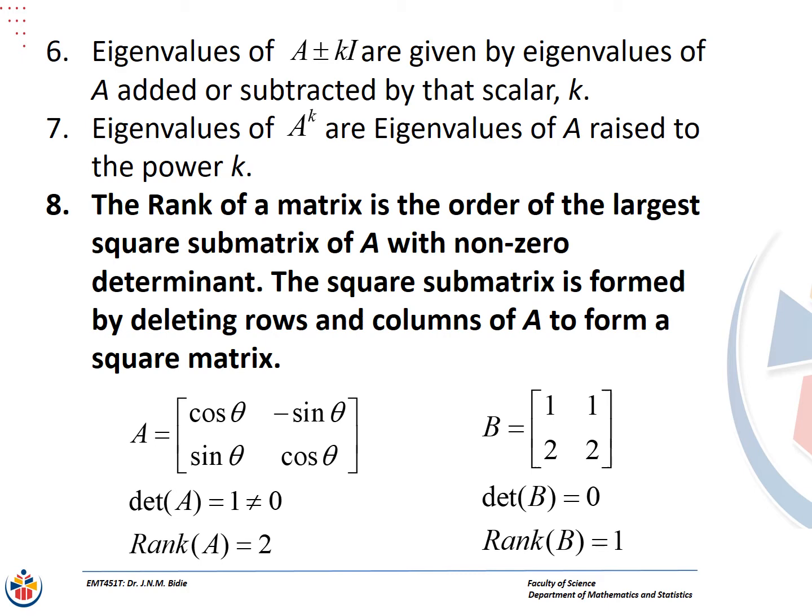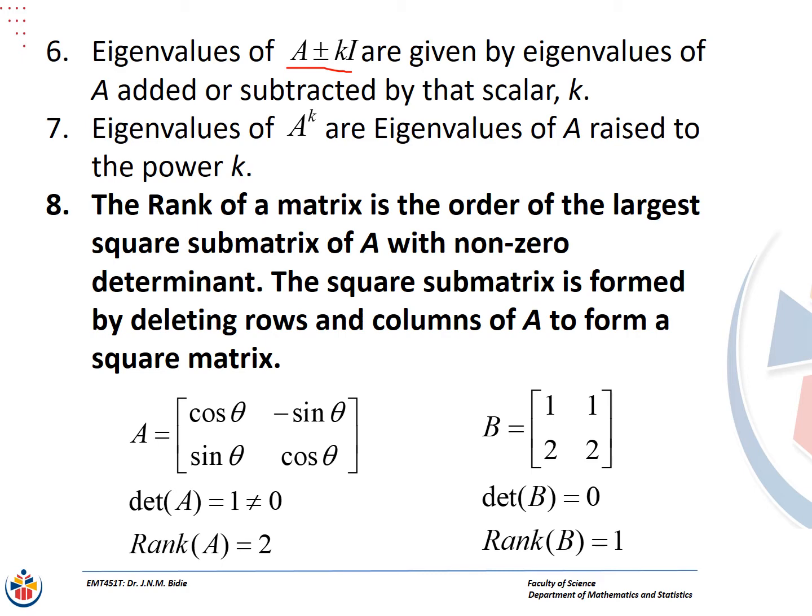As we continue, once again, now you have A plus or minus k times I, and you want its eigenvalues. The operation that you applied on matrix A, you do it on the eigenvalues of A. If you had A plus 2 times I, then each eigenvalue will be having a plus 2. So whatever you do to the matrix, you do also to the eigenvalues.